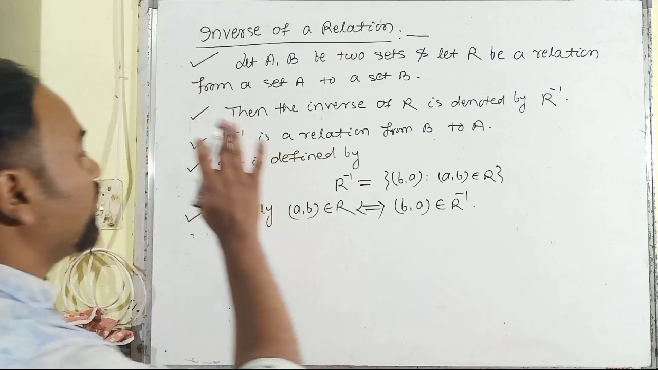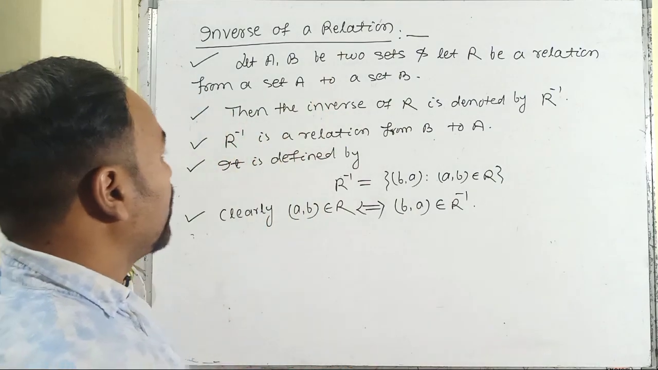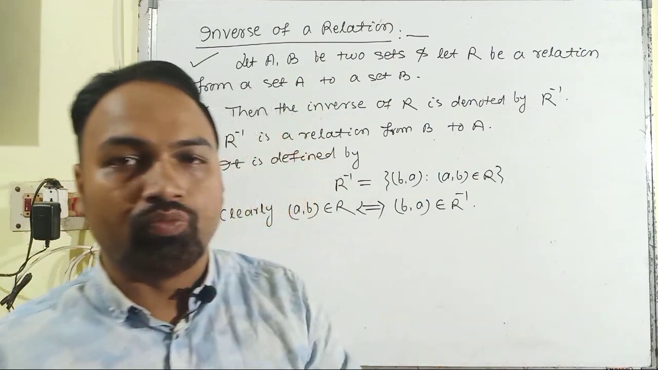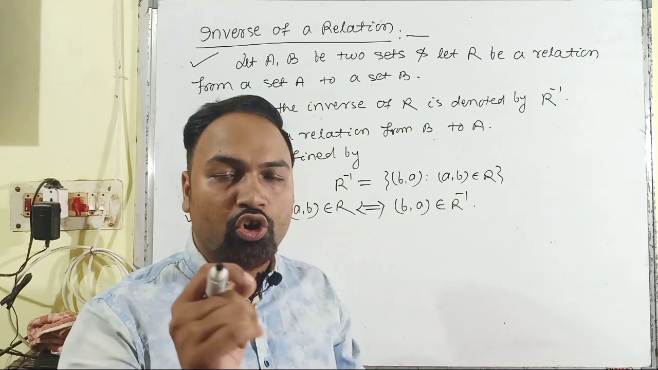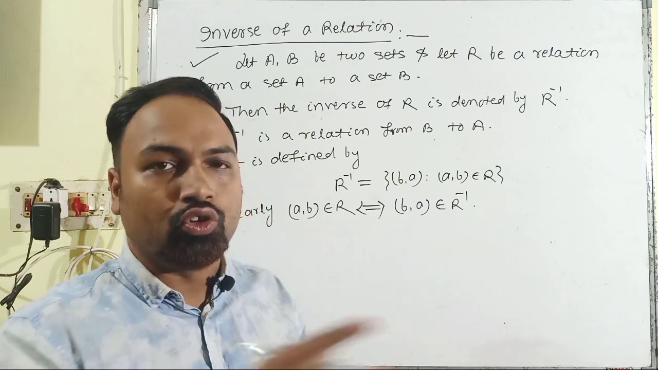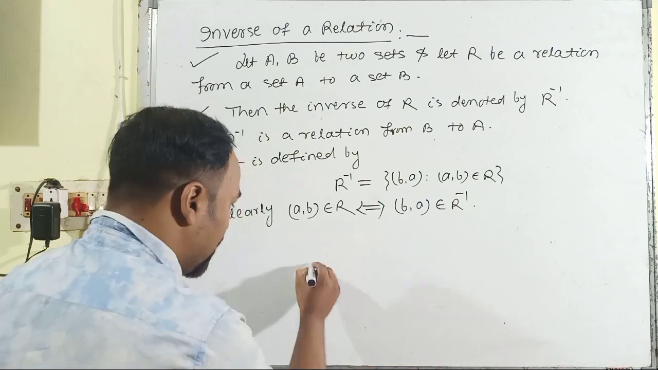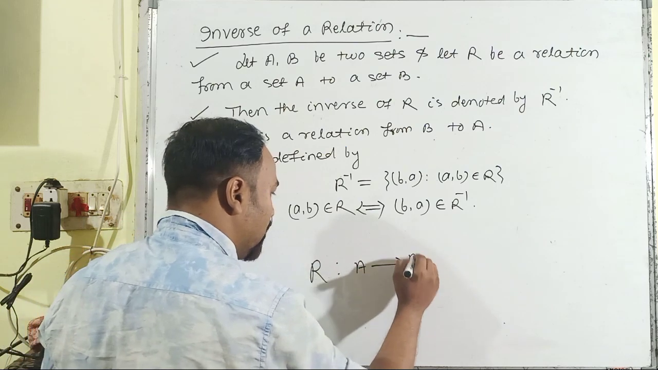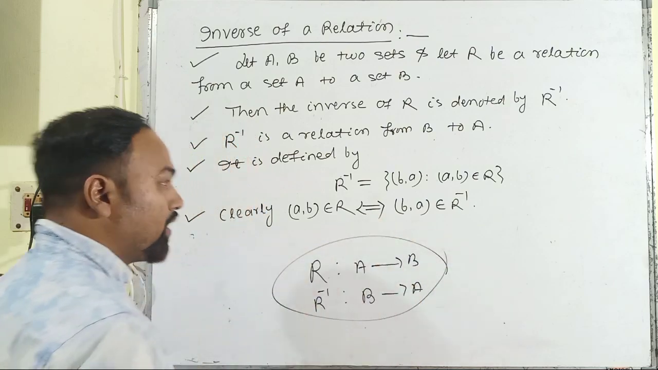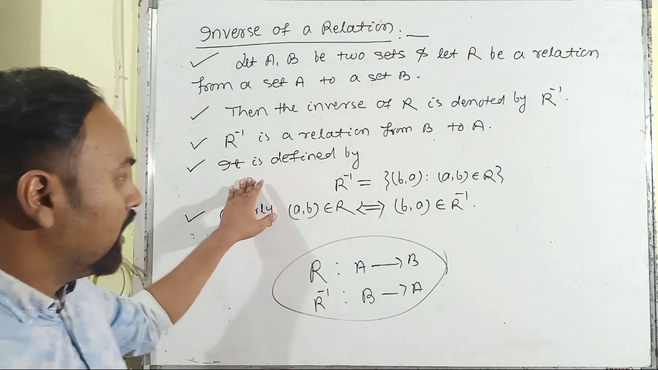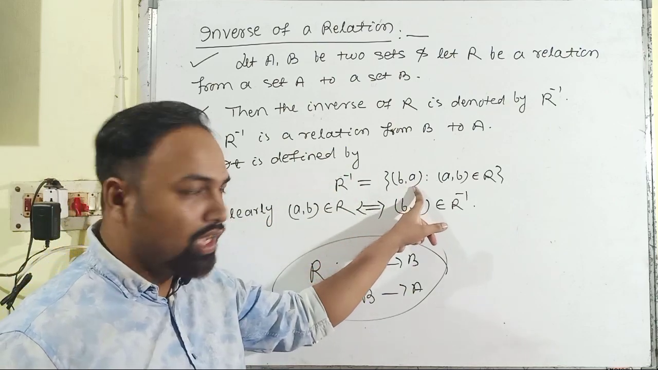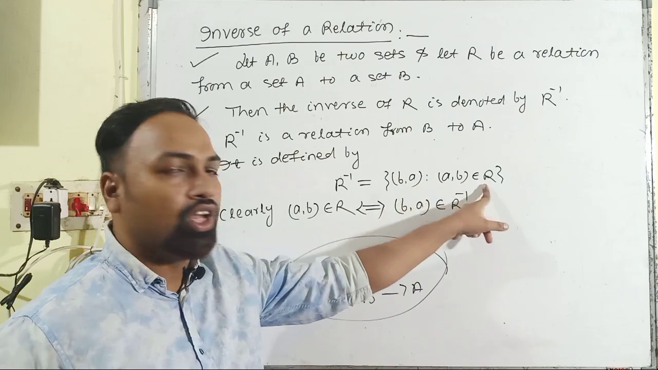Here it is the inverse of a relation. Moving towards the definition of the inverse of a relation, let A and B be two sets and R be a relation from the set A to B. Then the inverse of the relation R is denoted by R to the power minus 1, and it is a relation in the reverse direction, that means from B to A. R is a relation from A to B, but R inverse is a relation from B to A. The proper definition is: R inverse is equal to the collection of all possible ordered pairs (b, a) for all ordered pairs (a, b) belonging to the relation R.